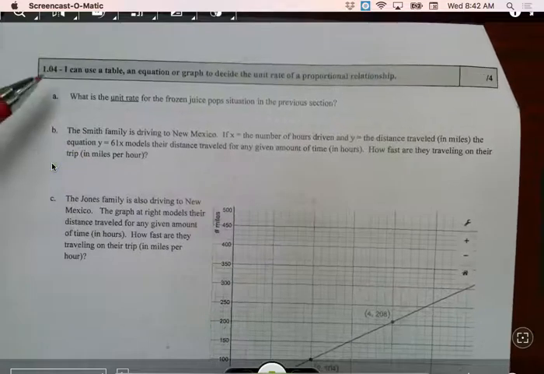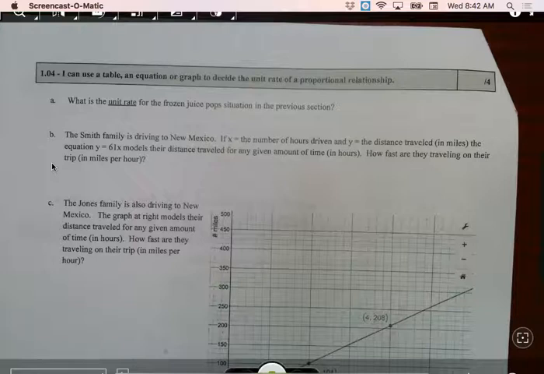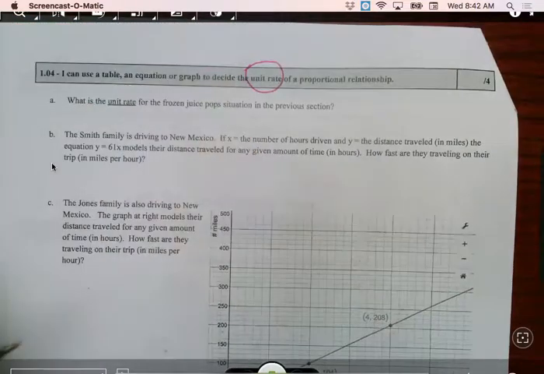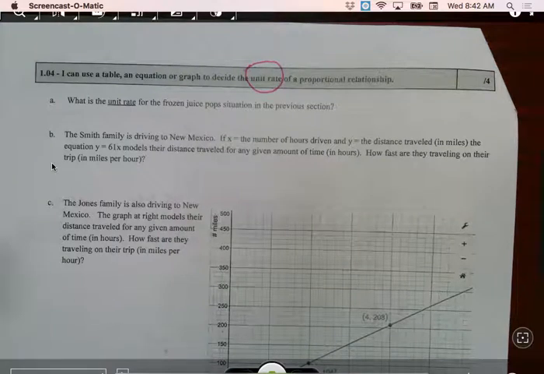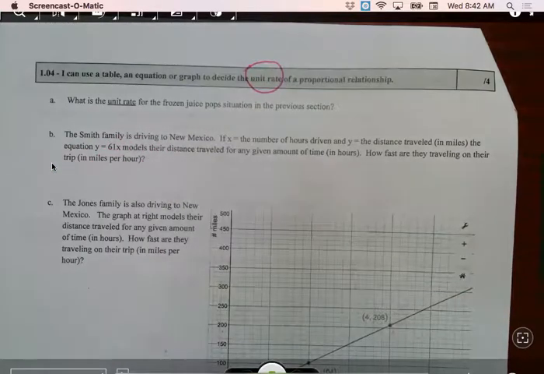Okay, so this topic is: I can use a table, an equation, or a graph to decide the unit rate of a proportional relationship. So we're looking for what is the rate for one item. What is the unit rate for the frozen juice pop situation in the previous section?